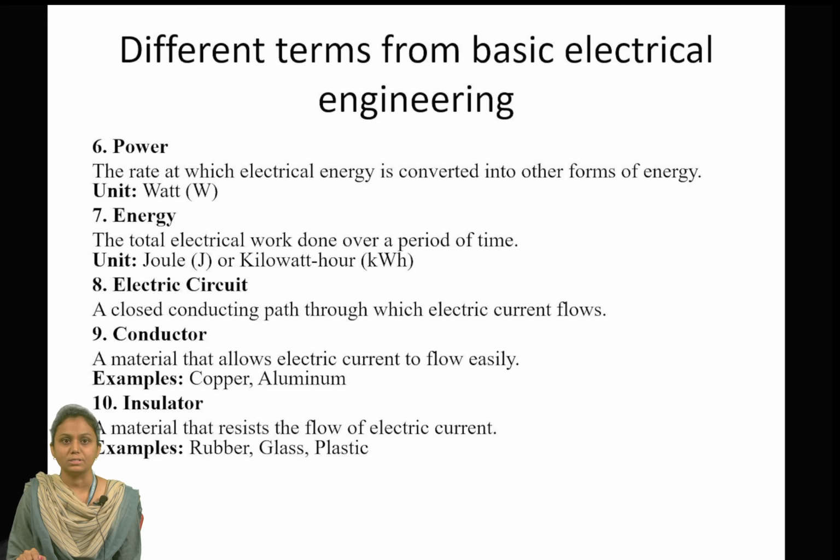Next one is electric circuit. A closed conducting path through which electric current flows is known as an electric circuit. Next one is conductor, a material that allows electric current to flow easily. Examples of conductors are aluminium, copper, iron, gold, silver, etc. Next one is insulator. A material that opposes the flow of electric current through it is known as an insulator, and examples are rubber, polymer, plastic and glass.